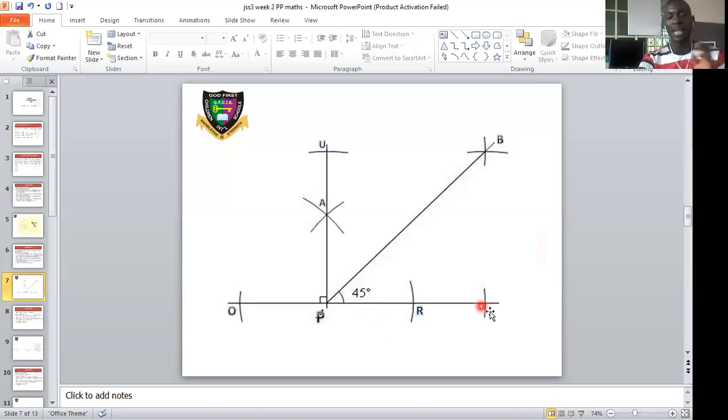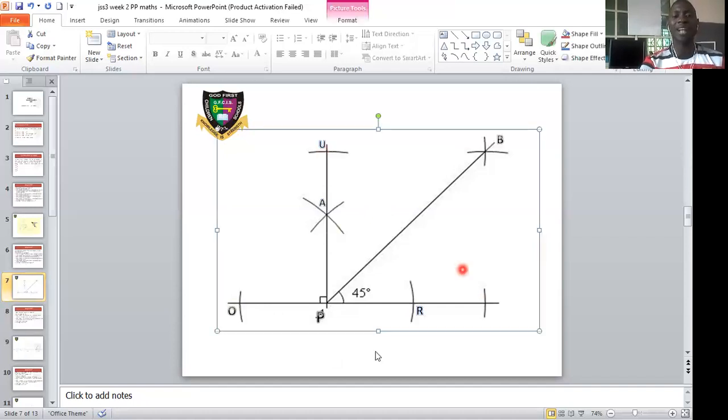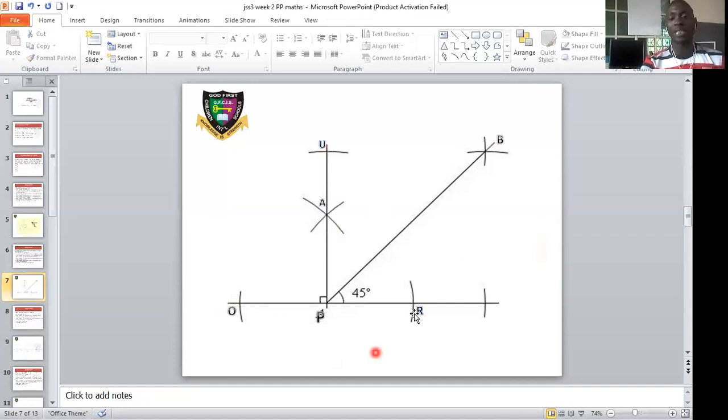45 degrees. Let me take you through the procedures again. This is angle what? 90 degrees. The straight line from point P to Q is angle 90 degrees. But the arc drawn from RSTO, where it meets line UP, you label it A.